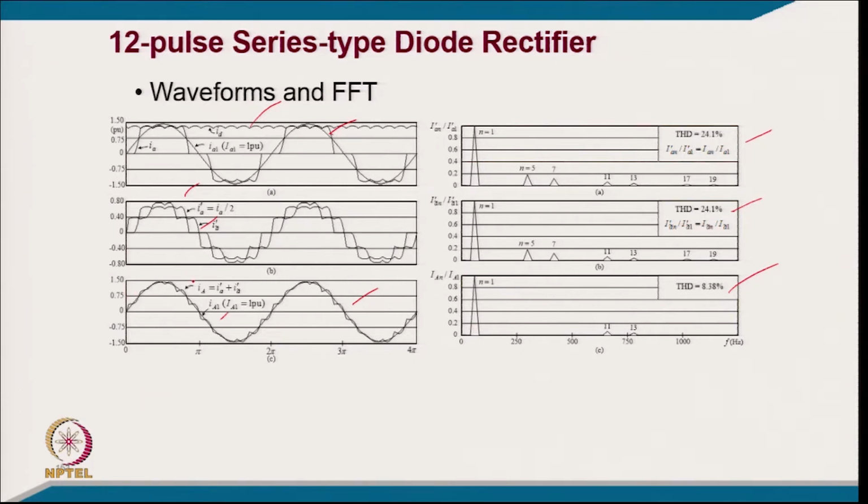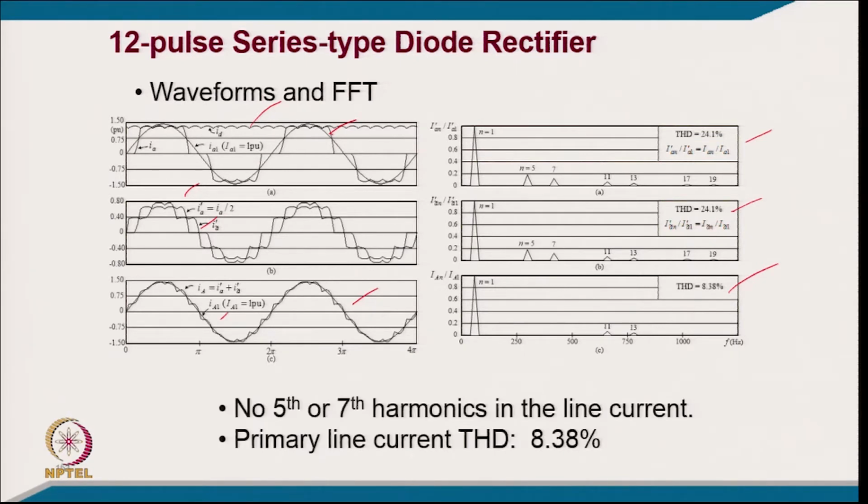So, because of the source impedance, in the sense the leakage inductance of the transformer, it really helps to improve the THD here. In place of 15% or 15.5%, it is just going to about half, like 8.38%. So, that makes a big difference. There are no fifth and seventh harmonics in the line current, and the primary line current THD is 8.38%.